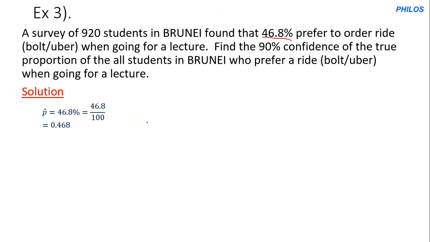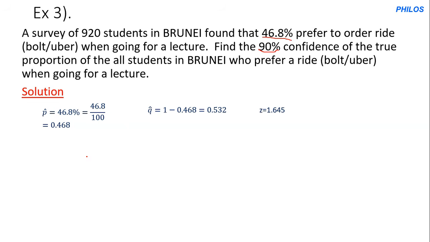To get q-hat, it is 1 minus p-hat. So 1 minus 0.468 will give you 0.532. Now, because we are dealing with z in this topic, whenever you have 90% confidence, the z-score should be 1.645 or 1.65, but I will be using 1.645. So since we know our p-hat, we know the q-hat, and we know the z-score, we also know the sample size. That's small letter n.